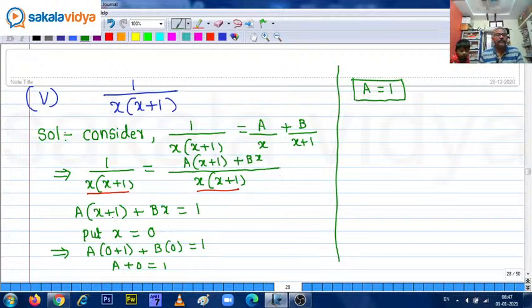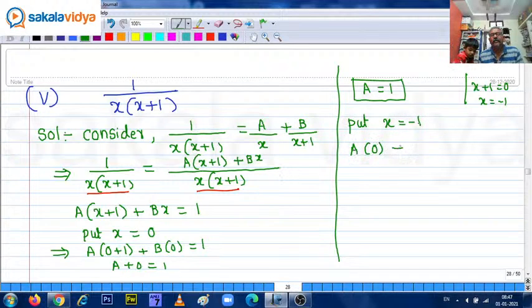So now we need to suppress this x plus 1. That means x plus 1 is equated to 0, so that we get x is equal to negative 1. So put x is equal to negative 1. If you put negative 1, this x plus 1 becomes 0. A times 0 plus b times negative 1 equals 1. This is 0, negative b equals 1. That implies b equals negative 1.